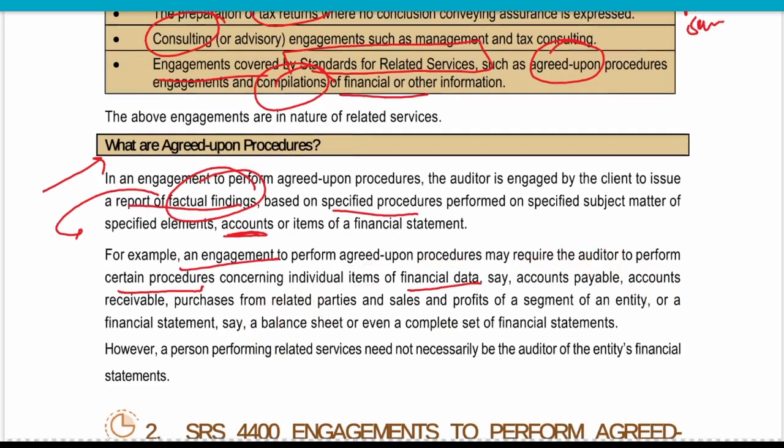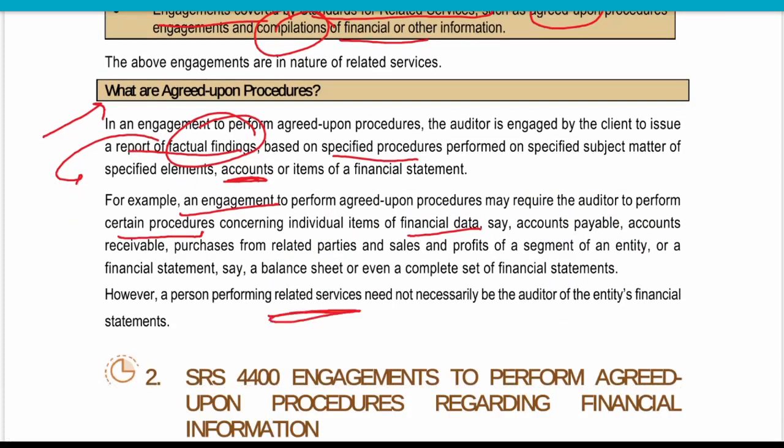However, the person performing related services need not necessarily be the auditor of the financial statements. So it is not necessary that someone who is providing assurance is the one performing these related services; he may not be the auditor. Also, it is not important for him to be independent of the entity to perform these related services.